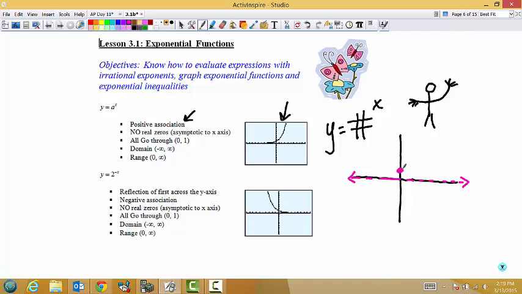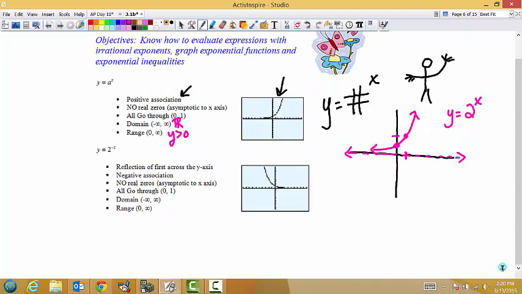All of them pass through 0, 1. That's the parent graph. Their domain is all real numbers. Their range is y is greater than 0. And if, let's say it was 2 to the x, it passes through the point 1, 2. And then it just kind of does this.